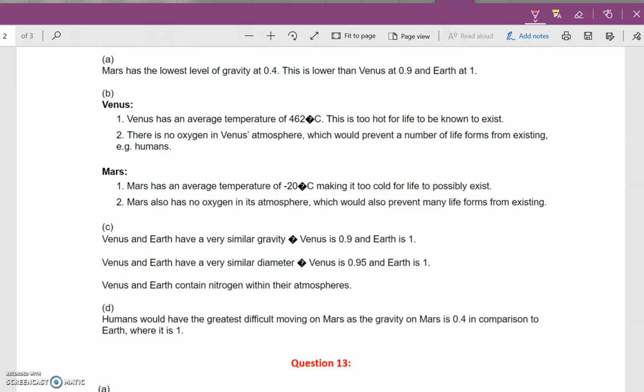And lastly, again, no oxygen in Mars' atmosphere, so therefore we couldn't live there. Now that all the information is taken from the table, and you'll find it in the table. Then it says similarities between Venus and Earth, so there are a few.